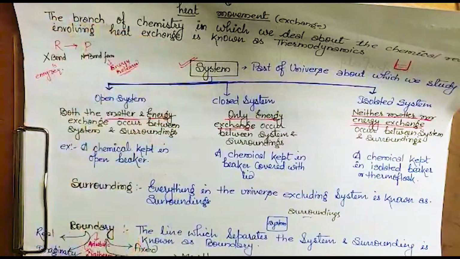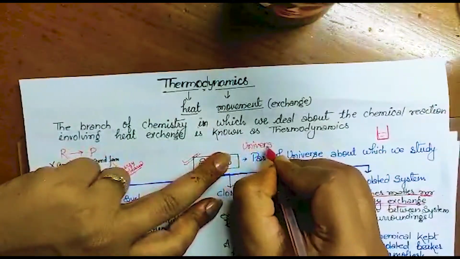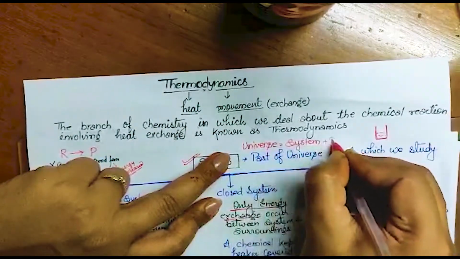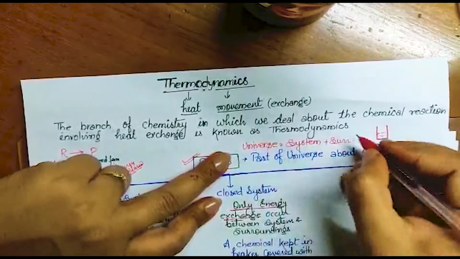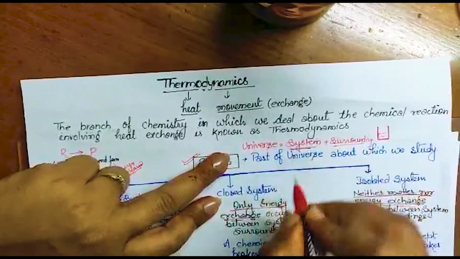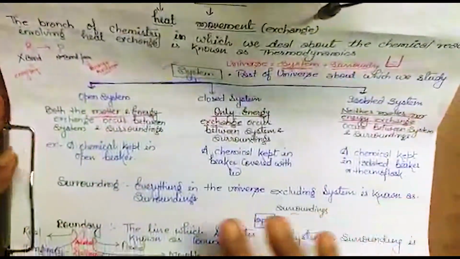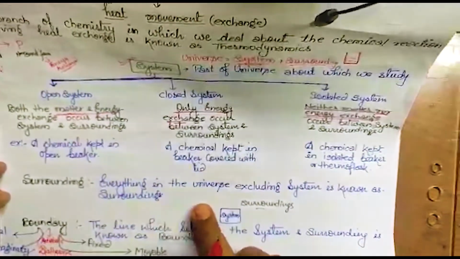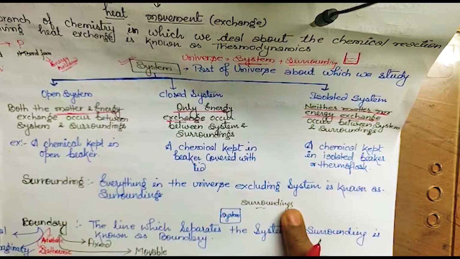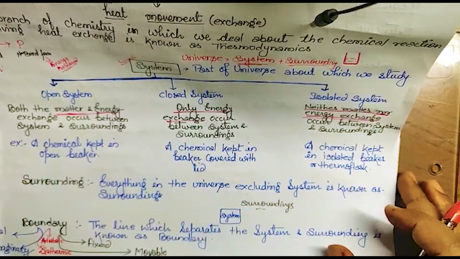Other than that, if you check, the universe is made up of what? Universe is made up of system plus surrounding. Yes. So let me write complete surrounding. We have done the system, now the surrounding. Yes, so surrounding is what? Surrounding is everything in the universe excluding the system. System को छोड़कर जो भी हमारे आसपास है, everything, that is called surrounding. Okay, so I hope it is clear.